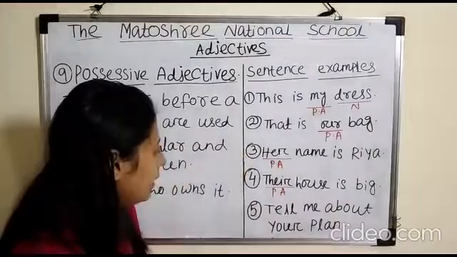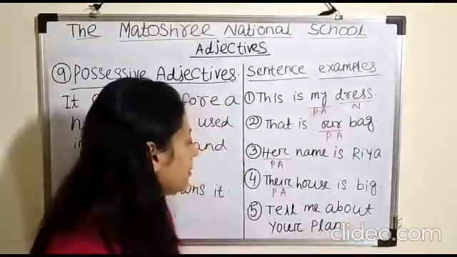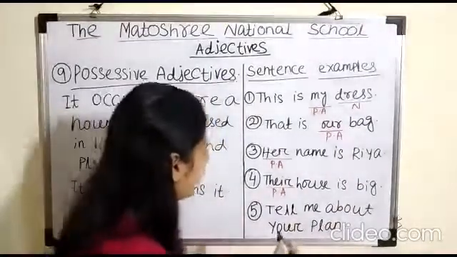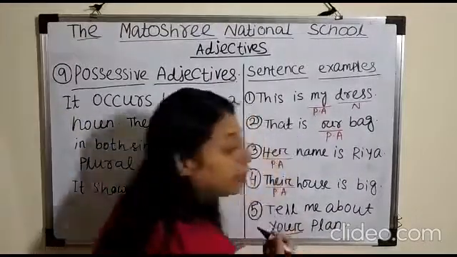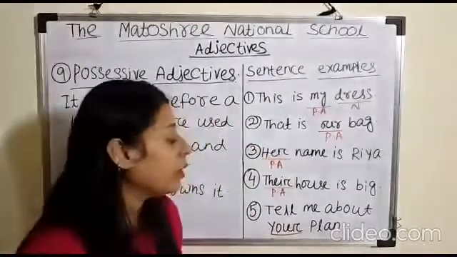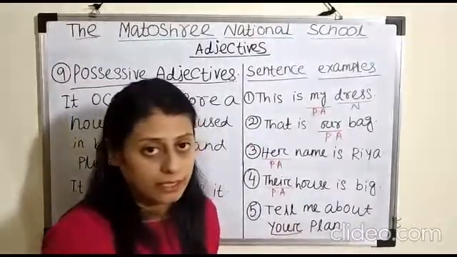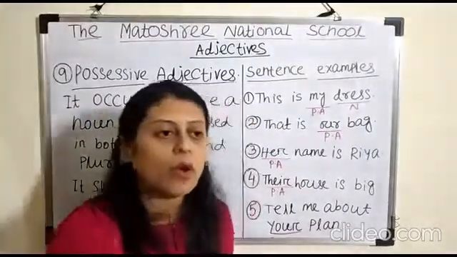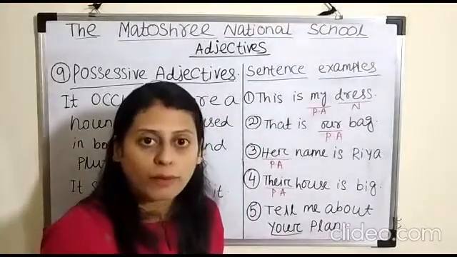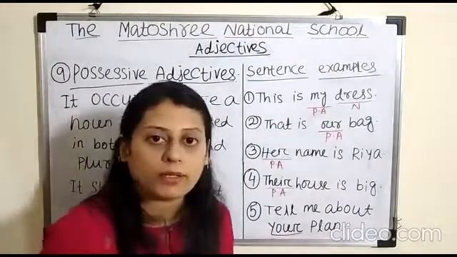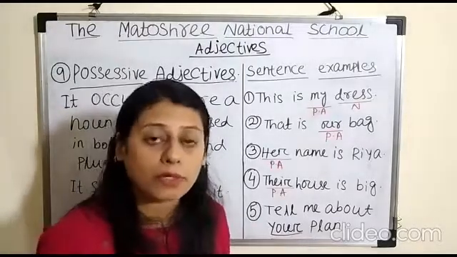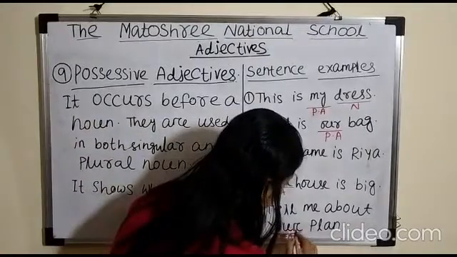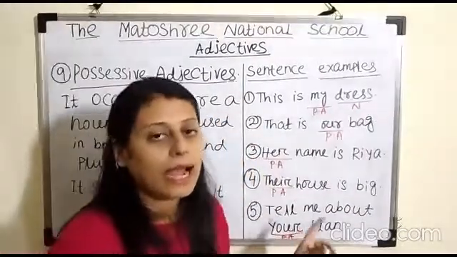Now tell me about your plan. So here your can be a singular possessive adjective or a plural possessive adjective. When it is a single person, it's a singular possessive adjective. When there is a group of people or more than one person, your is a plural possessive adjective.